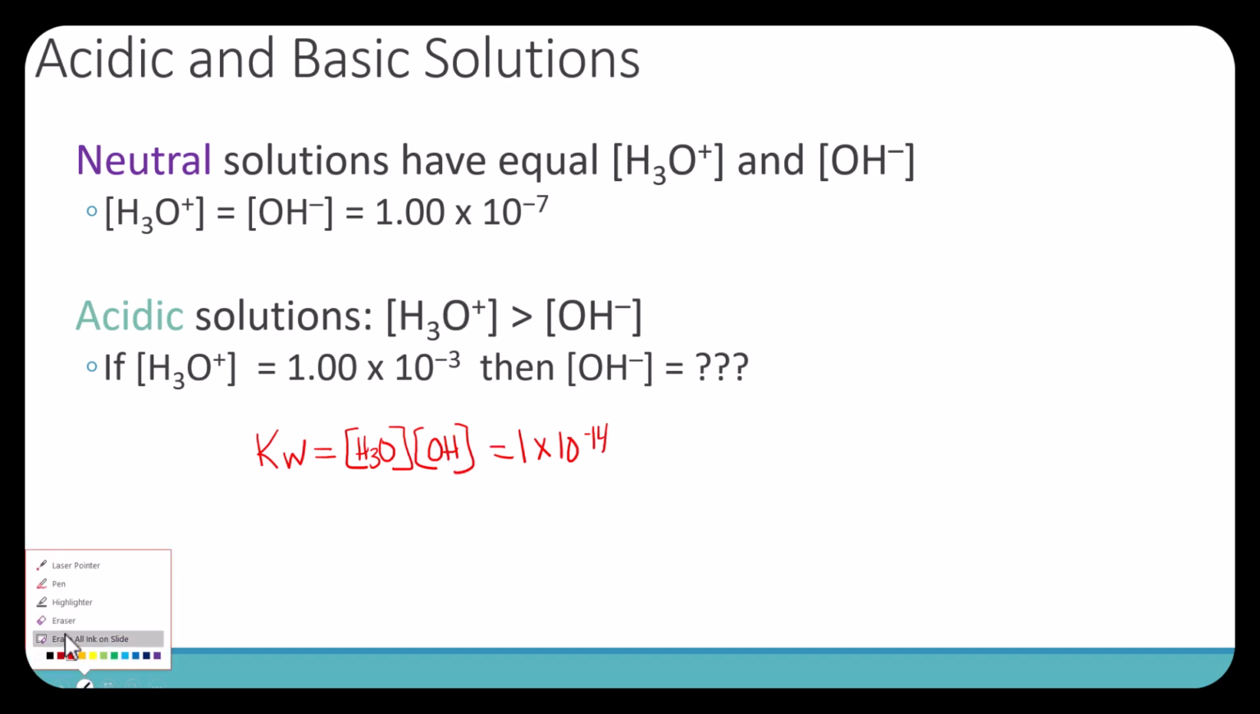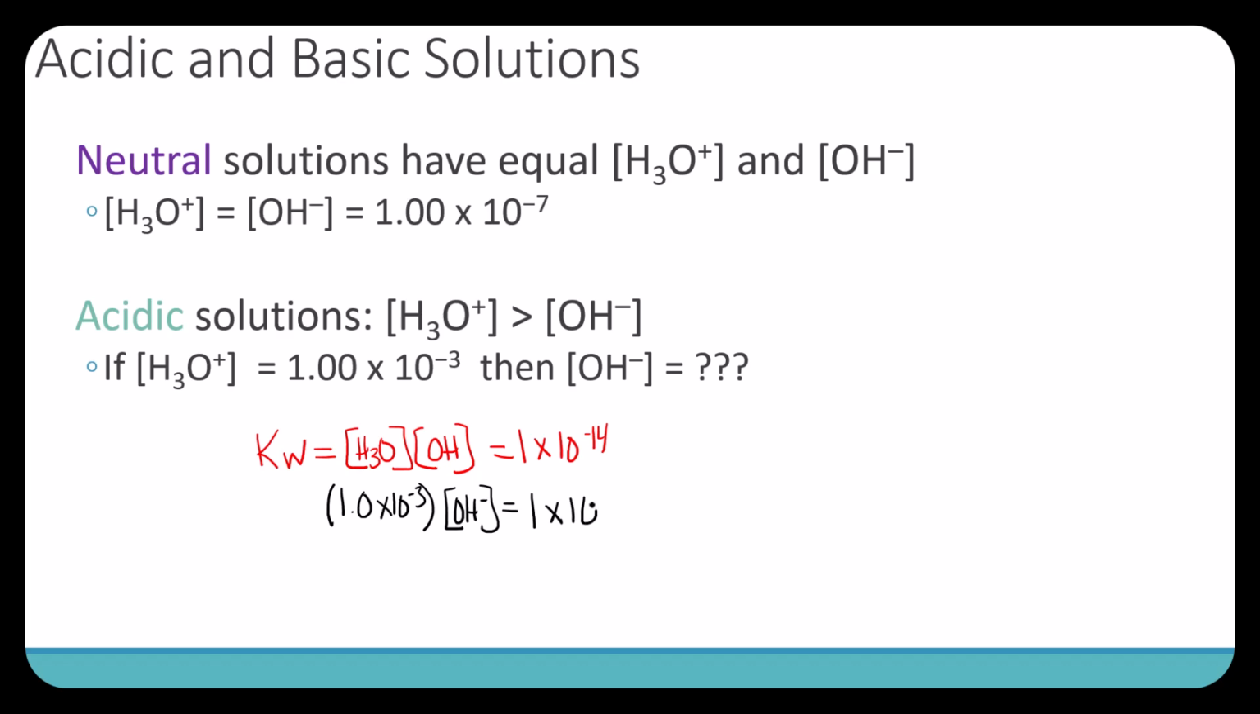So in this example, it tells me that the hydronium concentration is 1.0 times 10 to the negative third. What would the hydroxide concentration be? So we can use this as just a plug and chug problem. So I put 1.0 times 10 to the negative third here. I'm trying to solve for the concentration of hydroxide, and I know the product of those two is always going to be this value.